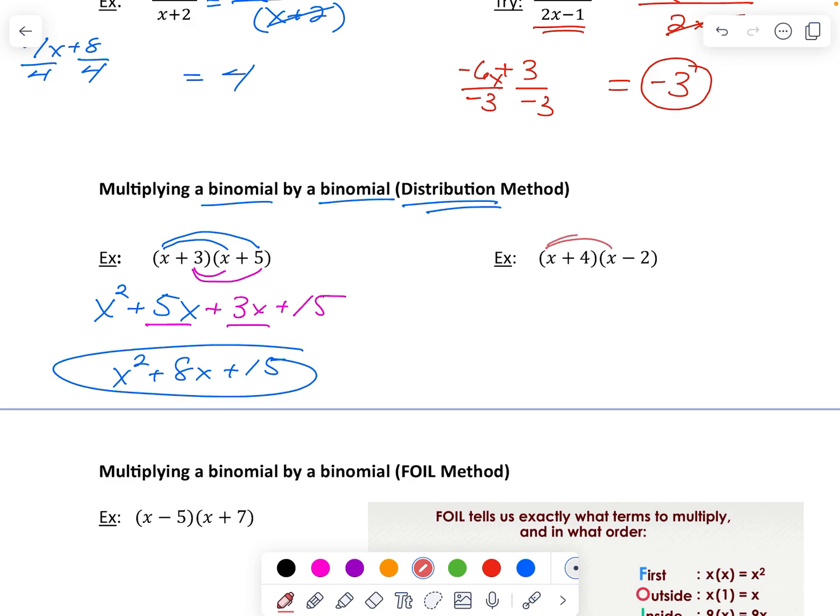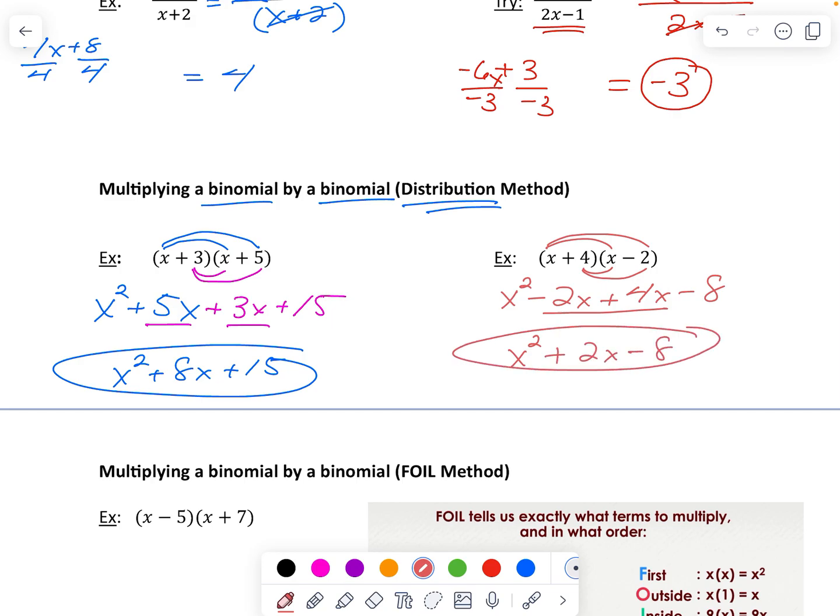So we're going to start with the x and multiply that times each term in the second parenthesis. That's going to give us x squared minus 2x. Then we're going to move on to the 4, and we're going to multiply the 4 times everything in the second parenthesis, plus 4x minus 8. Now combining like terms, we get x squared plus 2x minus 8. Now that's the end of day 1.